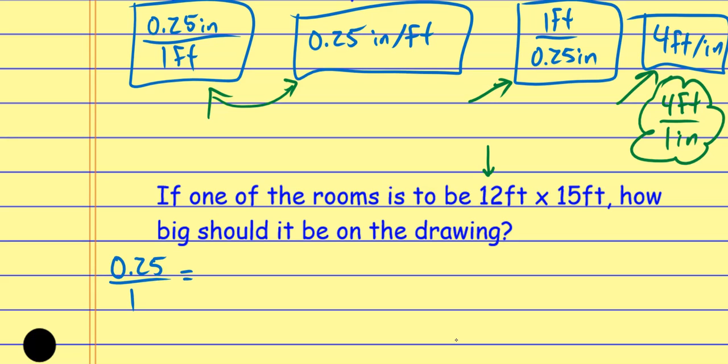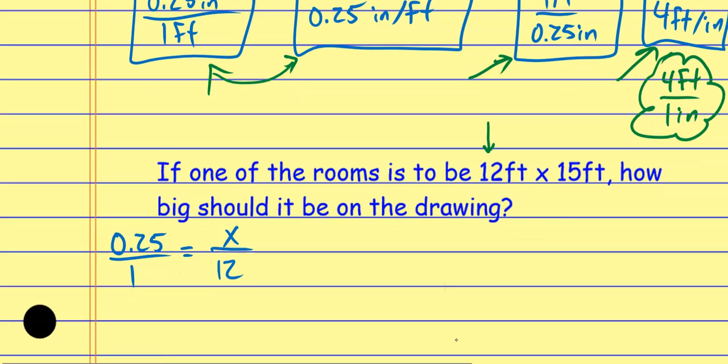And notice I didn't write the units this time, but I understand that the top is the inches and the bottom is the feet, okay? So then when I want to do the 12 feet, well, that has to go in the bottom. See, because when I look at that first ratio, it's inches on the drawing versus feet in real life. So my second fraction has to be inches on the drawing, which I don't know, over feet in real life. And now I could cross multiply.